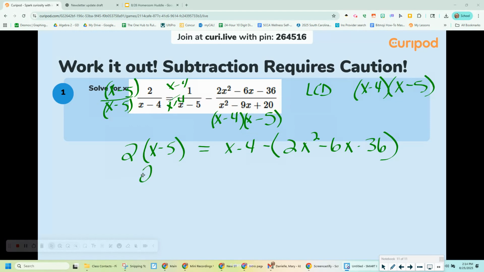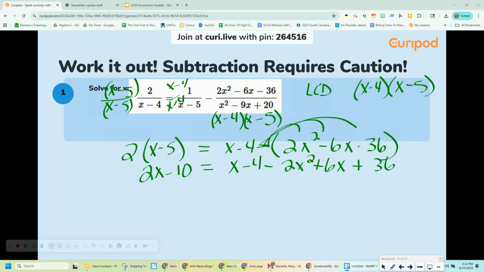Let's do our distribution here. 2x minus 10 equals x minus 4 minus 2x squared plus 6x plus 36. So I distributed this negative sign right here. That's to go to each one of those terms. Let's continue by combining those like terms. I have negative 2x squared plus 7x plus 32.